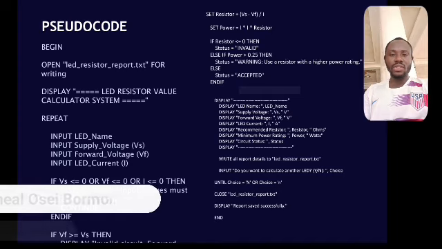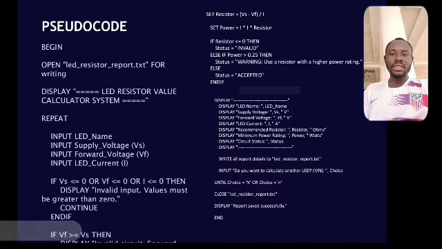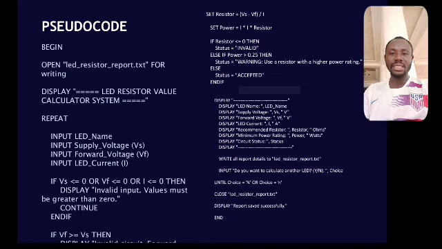Once the algorithm was complete, we converted it into pseudocode. Think of pseudocode as the bridge between human thinking and computer programming. It describes the program logic using simple keywords like begin, if, else, and end, making the final C++ implementation much easier and reducing programming errors.